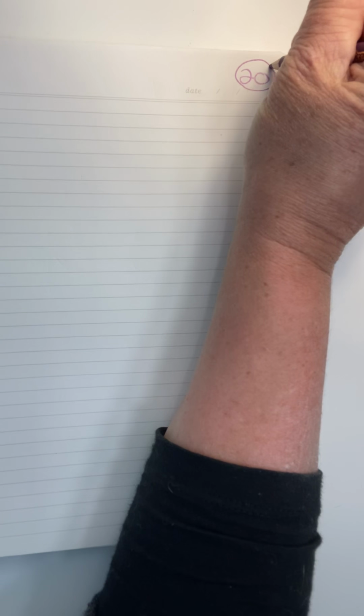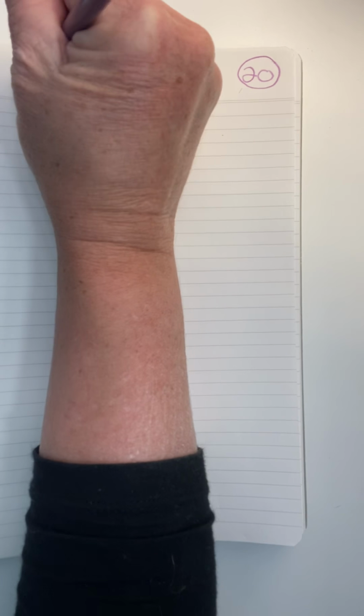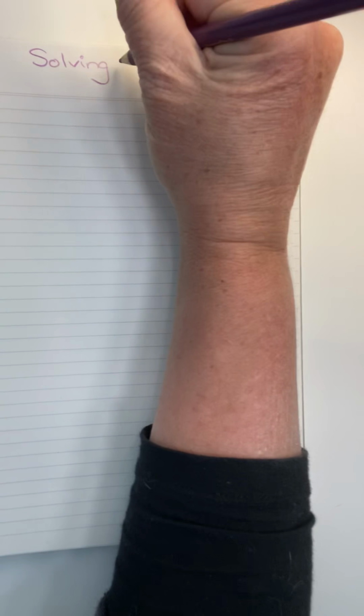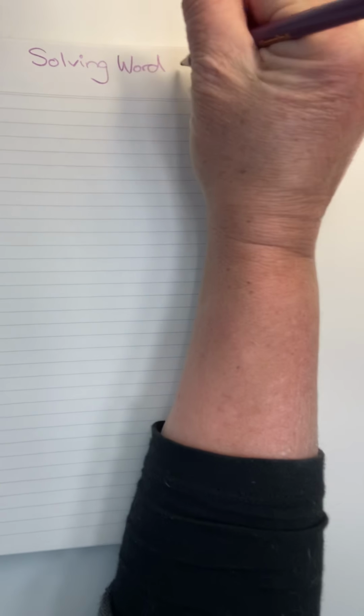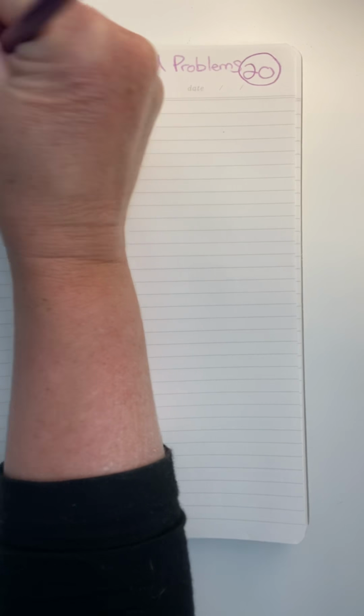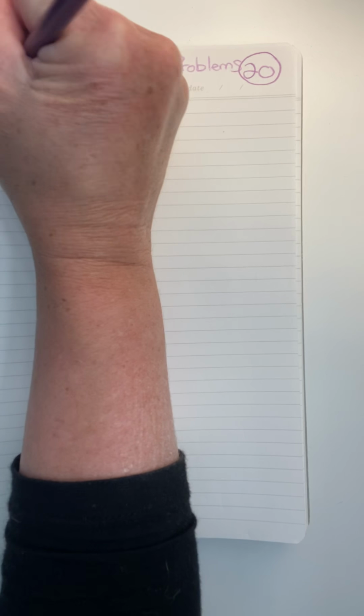It's Ms. Mortensen, and today we are going to take some notes to help us solve our word problems for multiplicative comparison problems. So we are going to go in our notebook and label it page 20 in the upper right-hand corner. And we're going to title this Solving Word Problems, and then in parentheses, multiplicative comparisons.